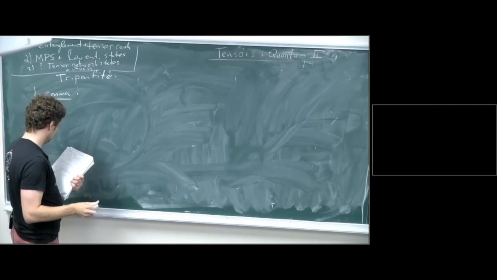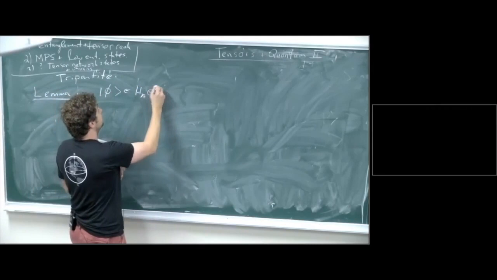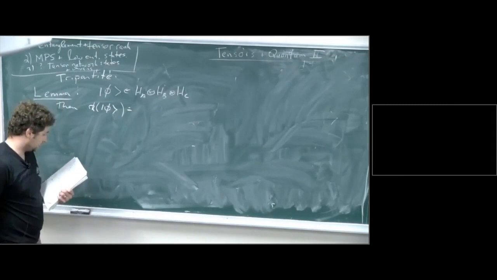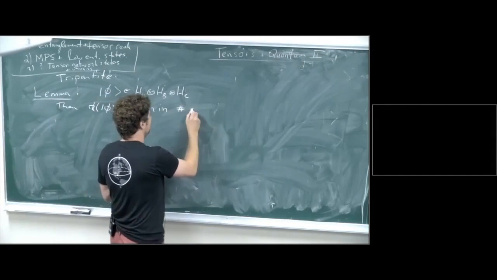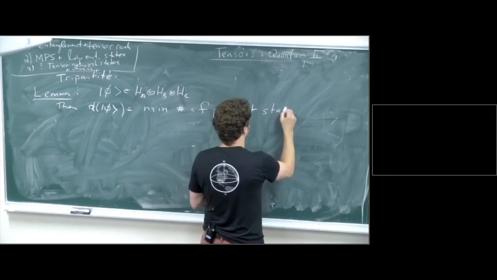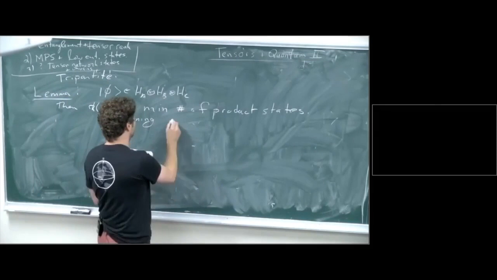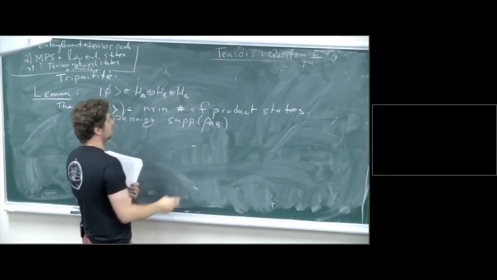I have some phi that lies in H_A tensor H_B tensor H_C. Then, the rank of phi equals the minimum number of product states spanning the support of rho AB. This is just the density matrix I get by tracing out C.